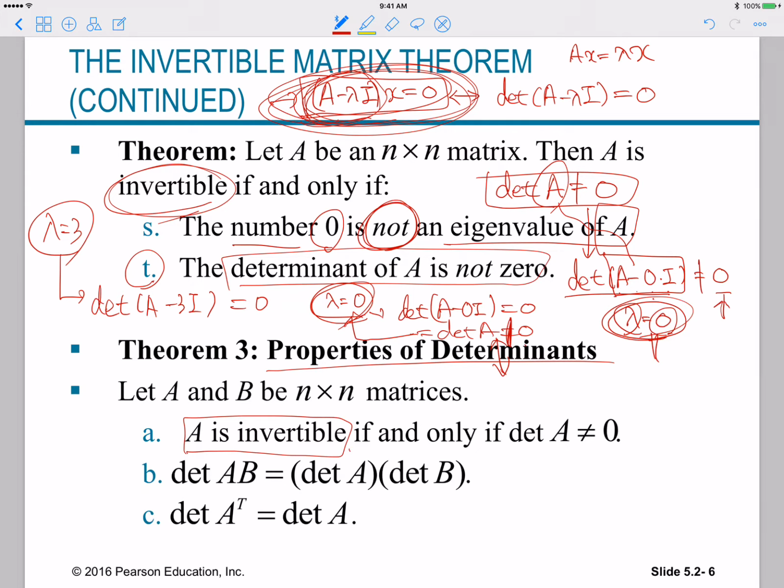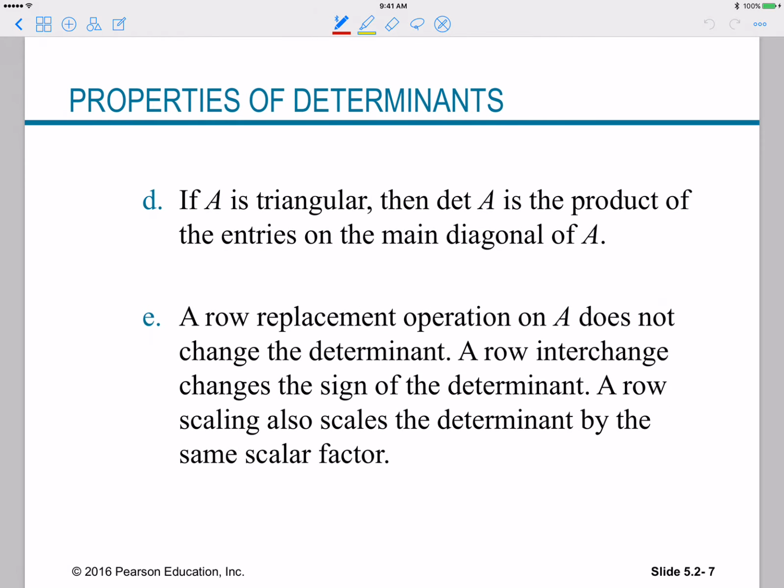So A is invertible, that is equivalent to this. And then the determinant of the product of two matrices can be represented as the product of the determinants of each matrix, and this is also another property that we learned. In order to prove this, we utilized the LU decomposition, right? Okay, and then there are two more properties of the determinant that we already know.